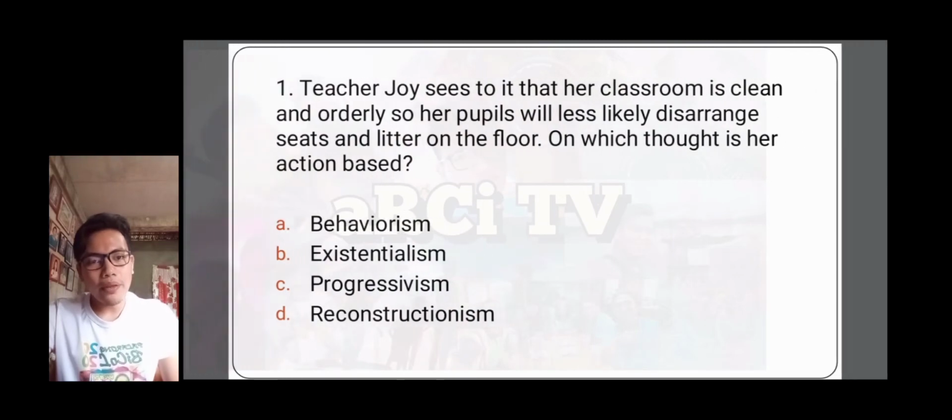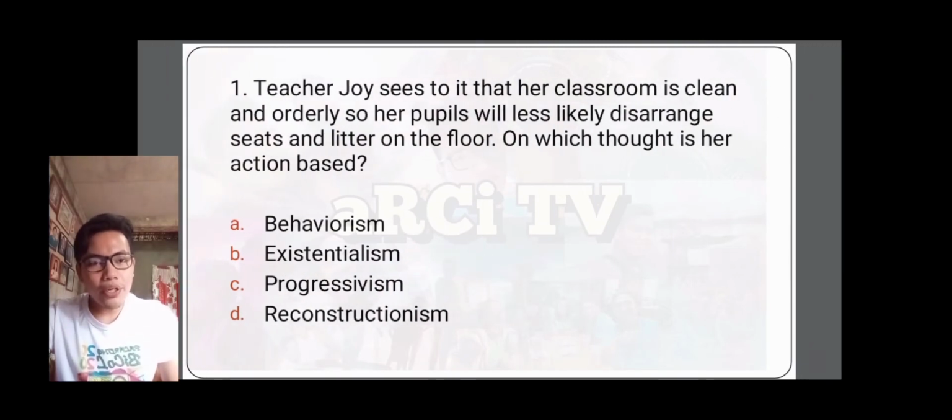Now, question number 1. Teacher Joy sees to it that her classroom is clean and orderly so her pupils will less likely disarrange seats and litter on the floor. On which thought is her action based? So, A, B, C, or D. Behaviorism, existentialism, progressivism, or reconstructionism.